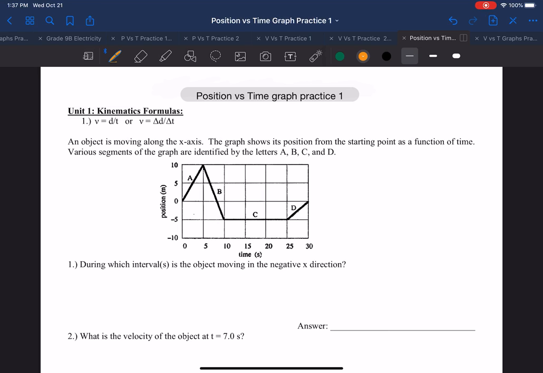So the first thing we must do, read the question. Let's see what they're asking us. An object is moving along the x-axis. The graph shows its position from the starting point as a function of time. Various segments of the graph are identified as the letters A, B, C, and D.